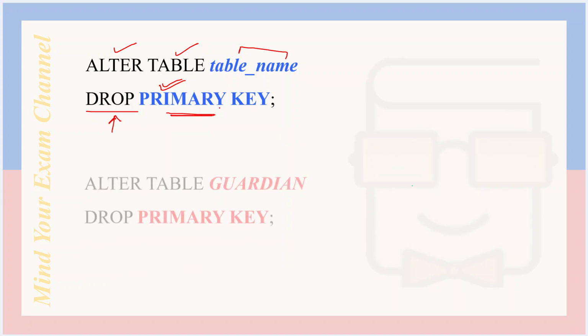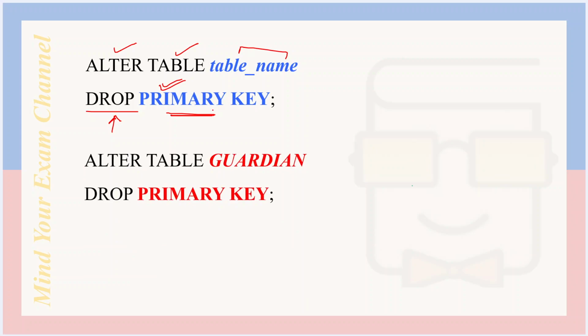Okay, so say we have the student table and the guardian table, and we want to drop the guardian table's primary key. In the guardian table, we used GUID as the primary key. So here, since we are dropping the primary key of the guardian table, instead of writing the name of the primary key, we can directly write primary key after the drop keyword.